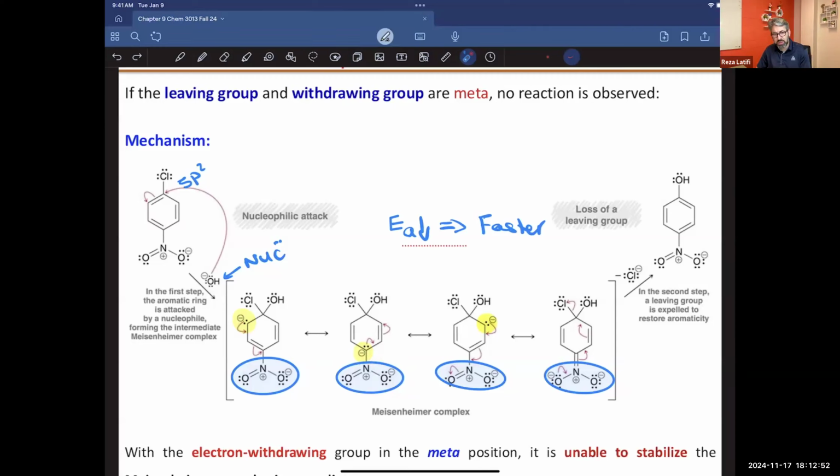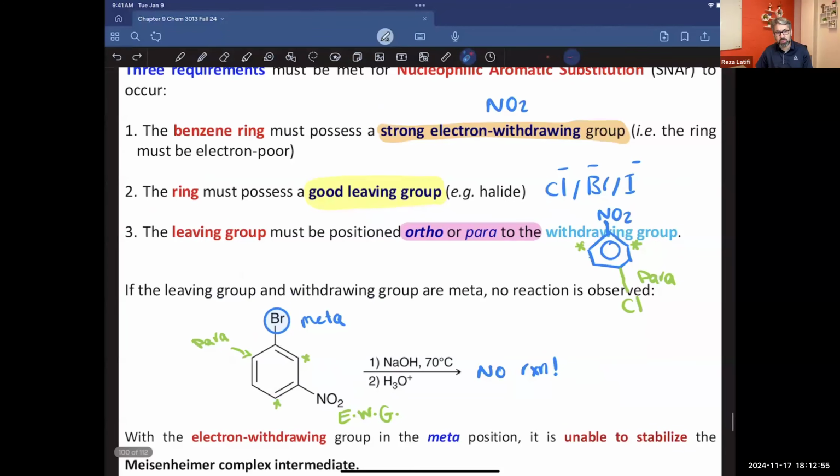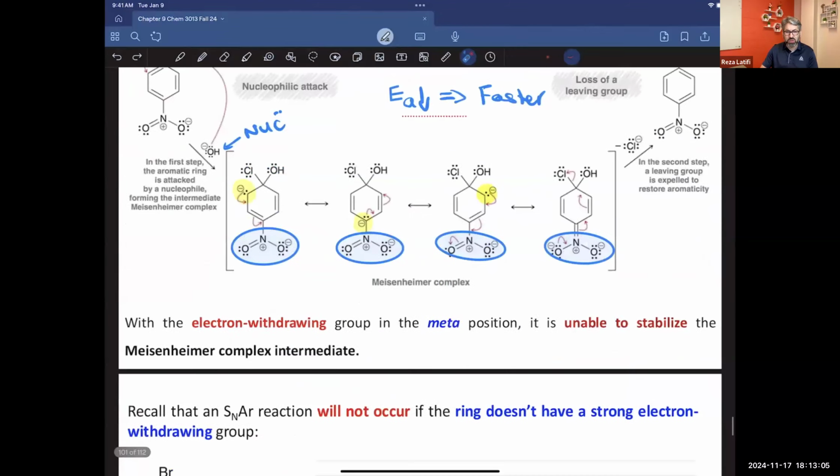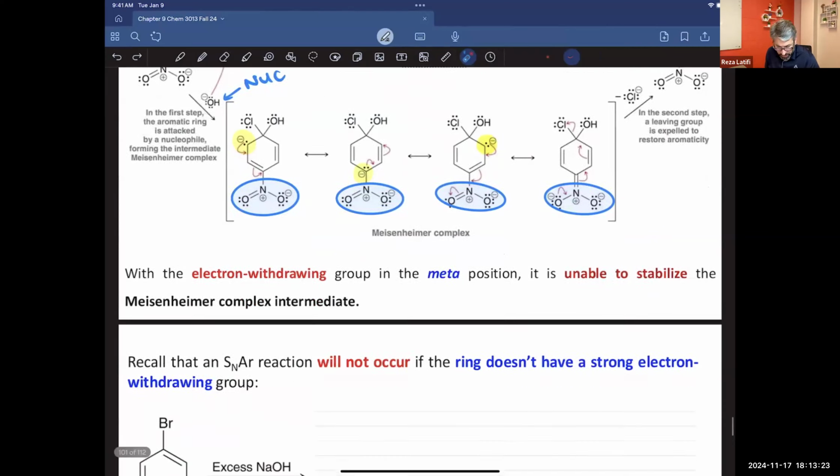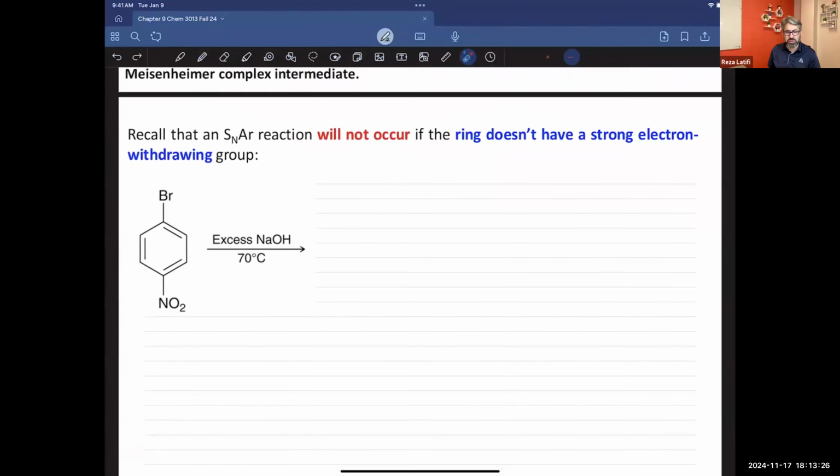And so this is the reason we say the leaving group must be in an ortho or para position relative to the electron withdrawing group, because the electron withdrawing group will find a chance to see the negative charge so close to it and pull it out of the ring. And if that happens, your system will get a lower transition state, or more stable transition state, and the reaction will be faster.